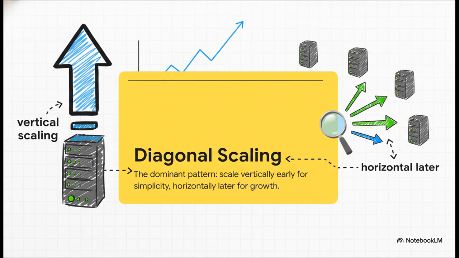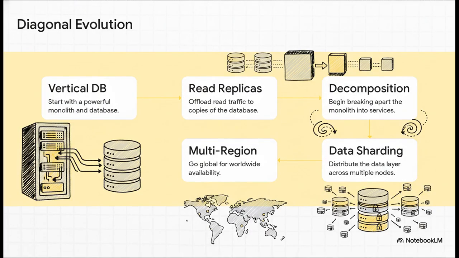You start by scaling up your simple single server system for as long as you possibly can. You ride that beautiful simplicity curve. And only when you absolutely have to, when the cost gets too insane or you just hit a performance wall, then you start to strategically, carefully introduce horizontal scaling for specific parts of your system. So this is what that journey usually looks like.